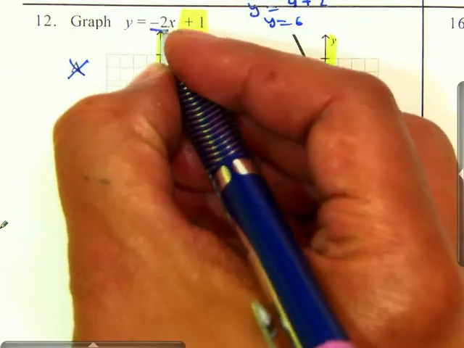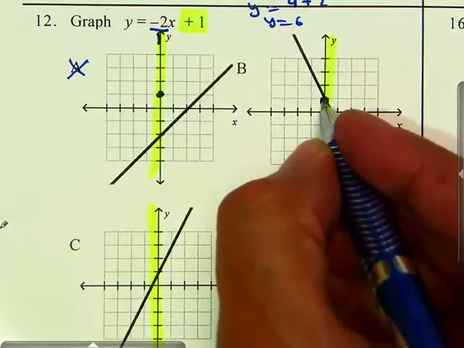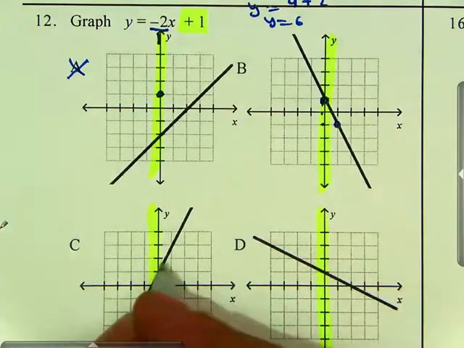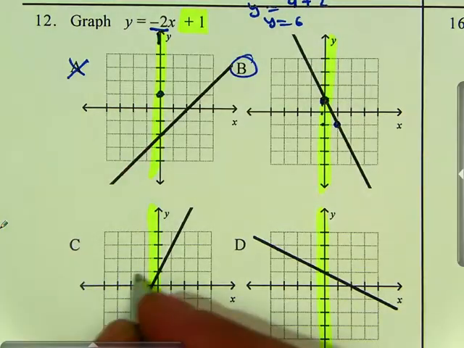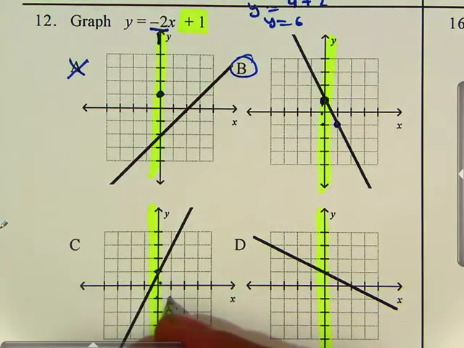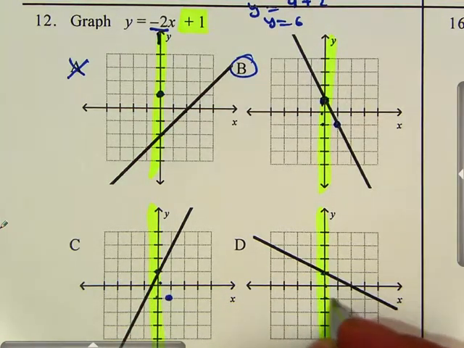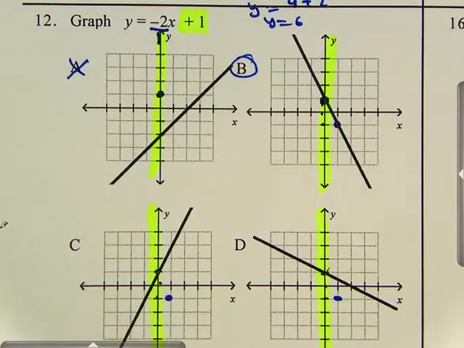My slope is -2/1. So I'm going to go down 2, to the right 1. So therefore, that's correct. Notice that in here, down 2, to the right 1 is not. Your answer is B.